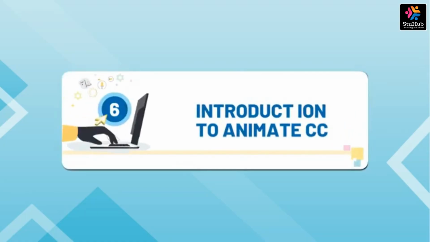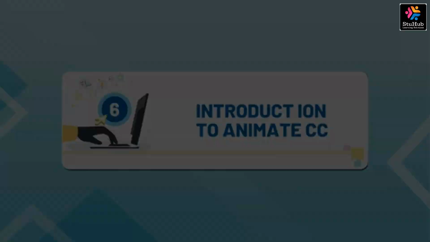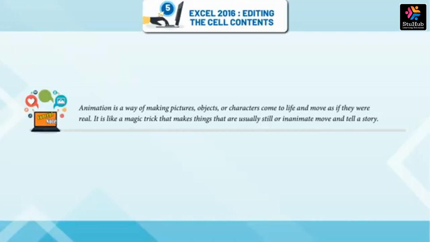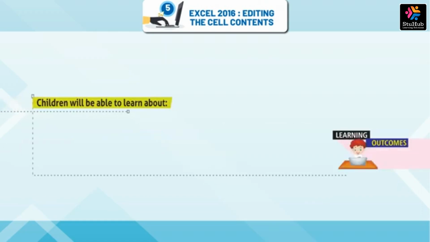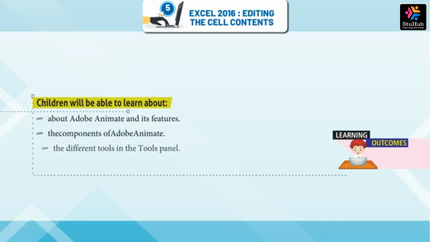Chapter 6: Introduction to Animate CC. Concept Note: Animation is a way of making pictures, objects, or characters come to life and move as if they were real. It is like a magic trick that makes things that are usually still or inanimate move and tell a story. Learning outcomes: Children will be able to know about Adobe Animate and its features, the components of Adobe Animate, and the different tools in the Tools panel.